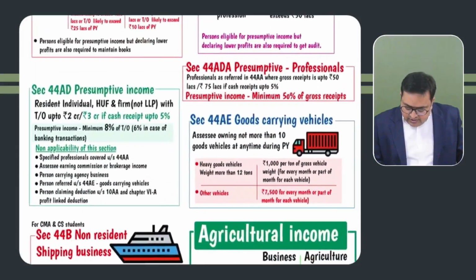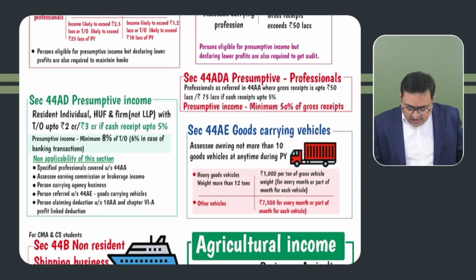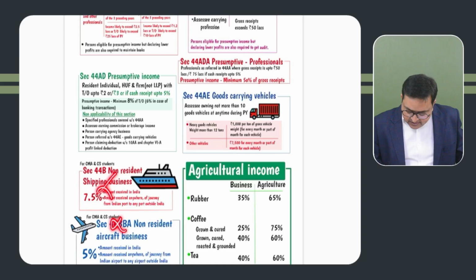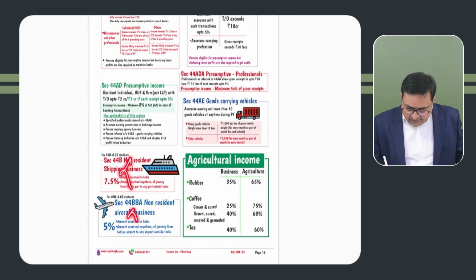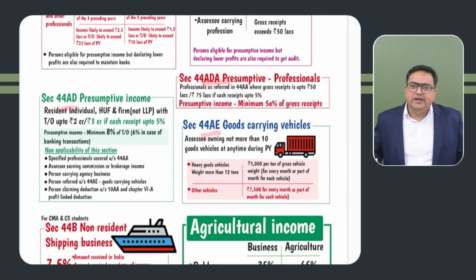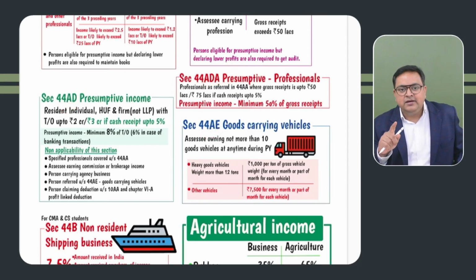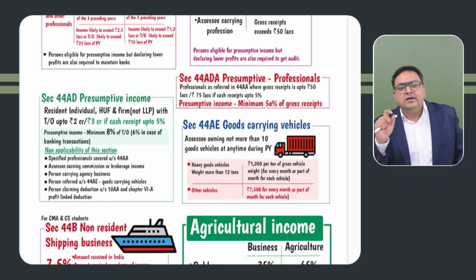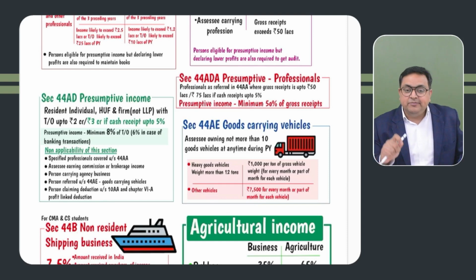Now, presumptive schemes 44AD, 44ADA, and 44AE. 44B, double B, A, etc. are not in the CA Intermediate course. So we have only three sections: 44AD, 44ADA, and 44AE. Section 44AD, presumptive income. Here, if the assessee's turnover is up to 2 crores, then they are eligible for the presumptive scheme. And how much is the presumptive income? 8% of their turnover. 8% of their turnover.